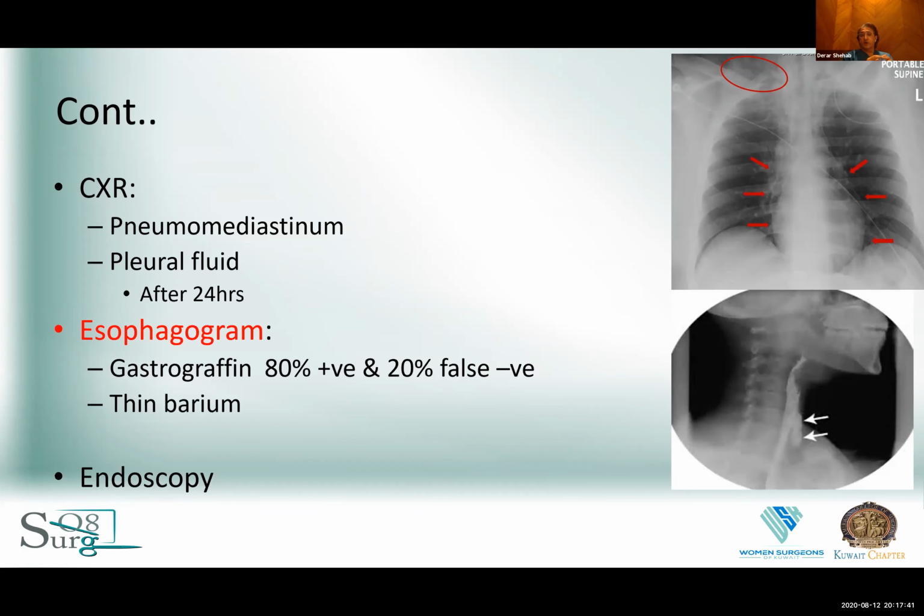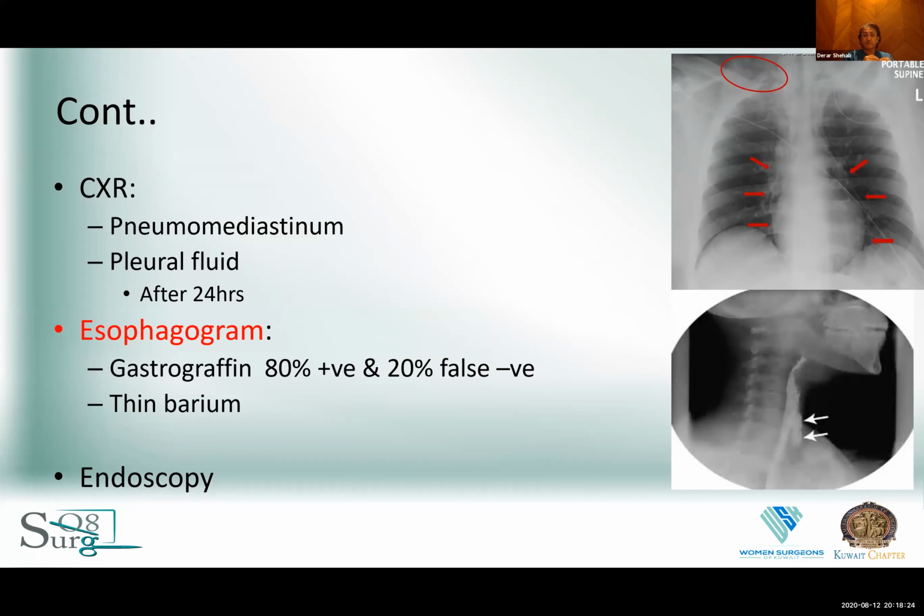Now, gastrographin or esophagogram is very important. I think this is the most sensitive test to diagnose the perforation. The problem with gastrographin alone, which is the water-soluble dye, you can basically miss 20% of the cases. So that's why we have to insist and tell the radiologist that if you have a negative gastrographin, you have to push for a thin barium, because barium is a little bit thicker and more sensitive in picking up the perforation.